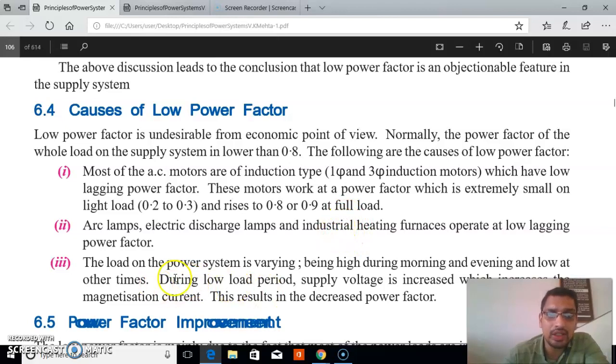The third one, the load on the power system is varying. When the system operates at a light load, the power factor is very low. So we should optimize this load to achieve a higher power factor. So these are the three causes for the lower power factor.